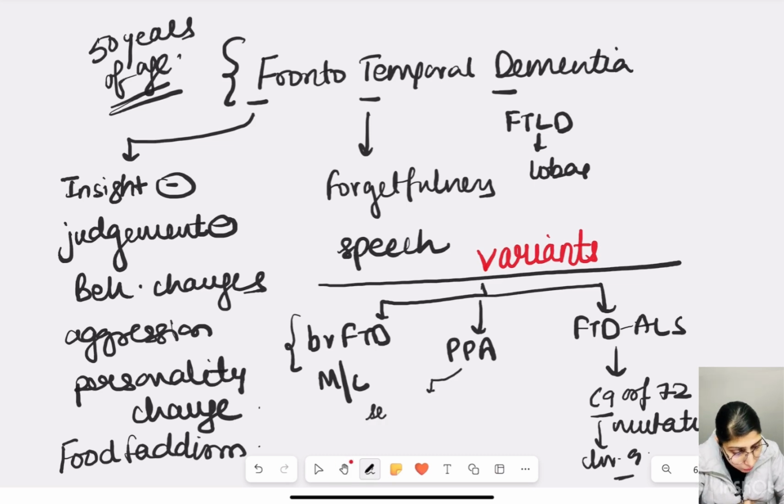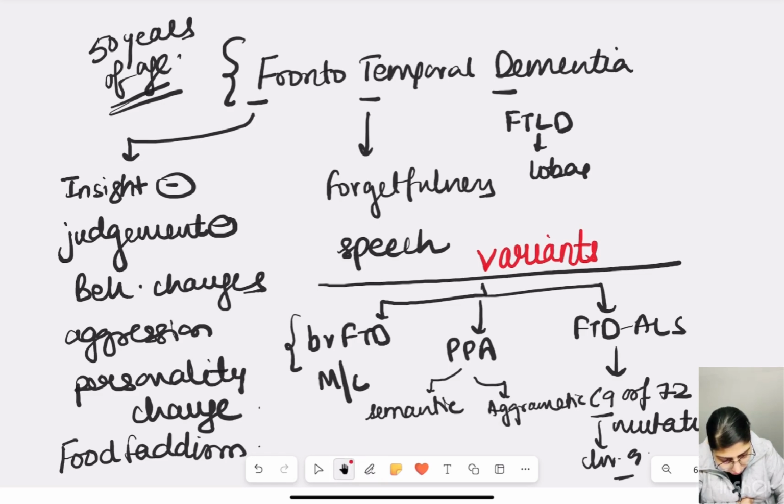Now, when we talk about primary progressive aphasia, we have a semantic variant and we have an agrammatic variant. Now, as the name suggests, agrammatic means the grammar is gone. So, for example, if I say the sky is blue, they will not say that. They will say sky blue. They will miss out the phonemes and the morphemes in the sentences.